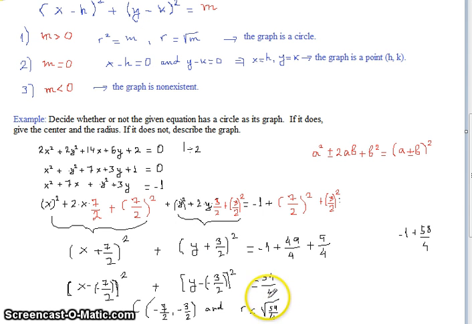We must simplify this square root. So using the quotient property of radicals, it will equal the square root of the numerator, 54, over the square root of the denominator, which is just 2. And 54 is the product of 9 and 6. So I get square root of 9, which is 3, times square root of 6, over 2. This is the radius.